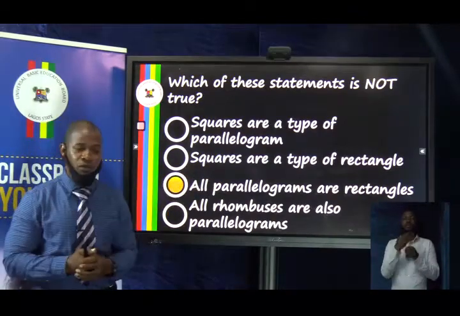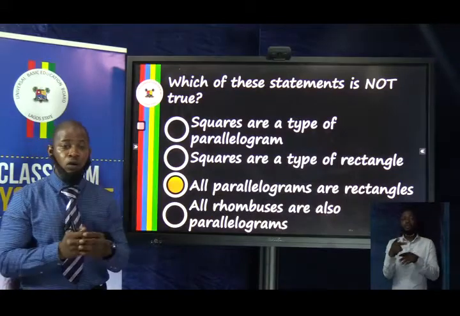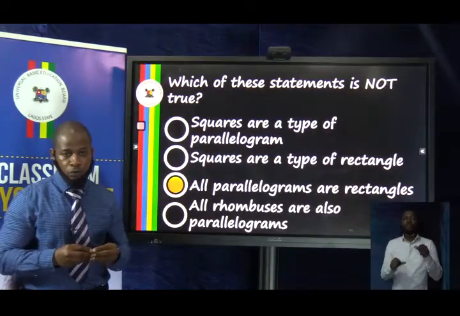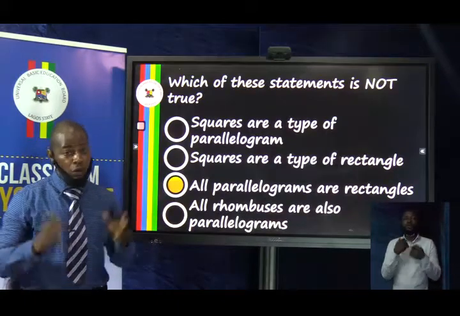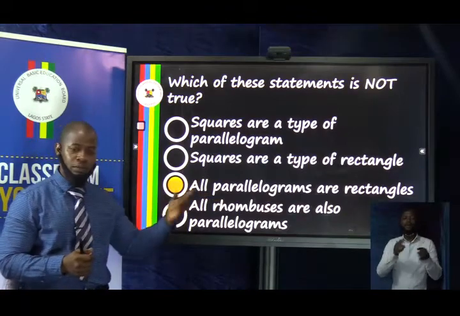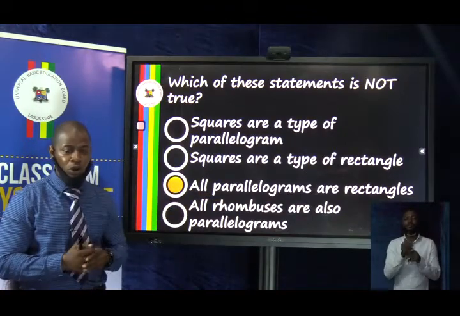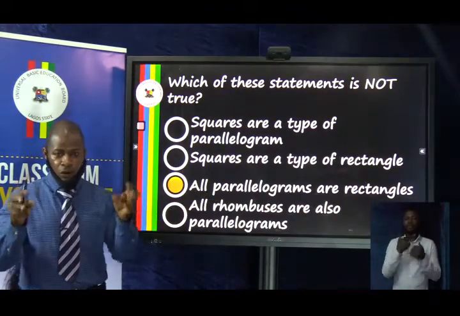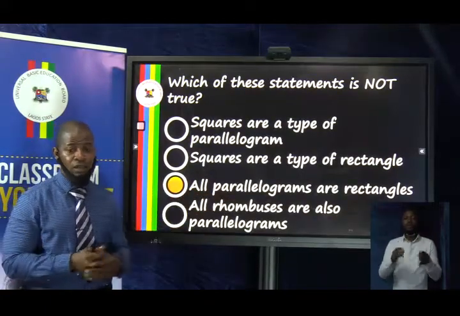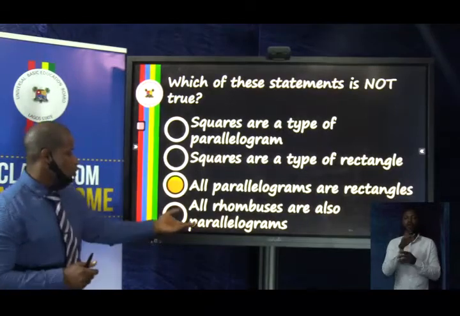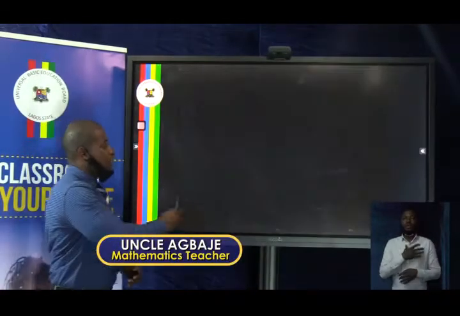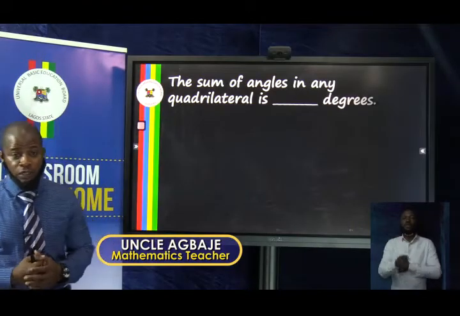Squares are a type of rectangle, yes, because the basic property of a rectangle is that it must have 4 right angles. And a square also has 4 right angles and all 4 sides equal. So a square is a type of rectangle. Now, all parallelograms are rectangles? No, because a rectangle must have 4 right angles, but not all parallelograms have that. Now all rhombuses are parallelograms. That is also correct.